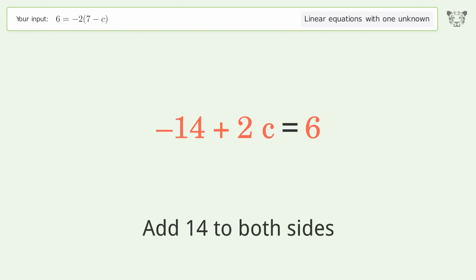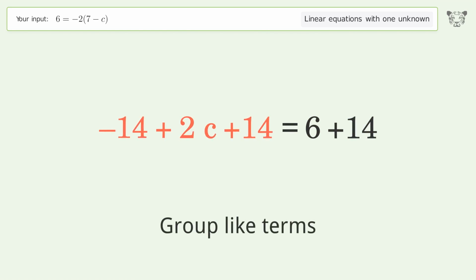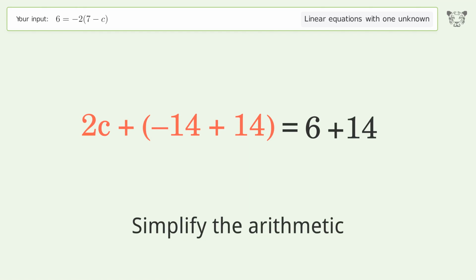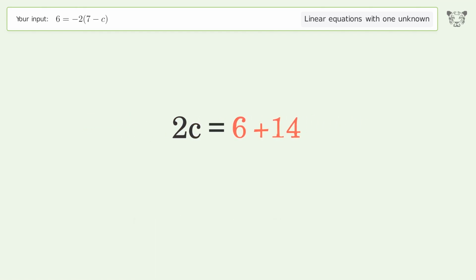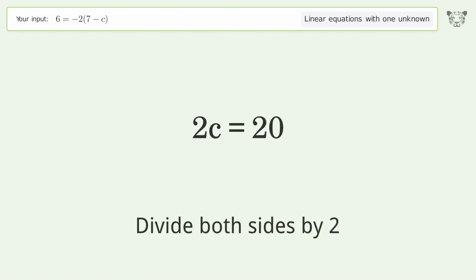Add 14 to both sides. Group like terms. Simplify the arithmetic. Isolate the c. Divide both sides by 2.